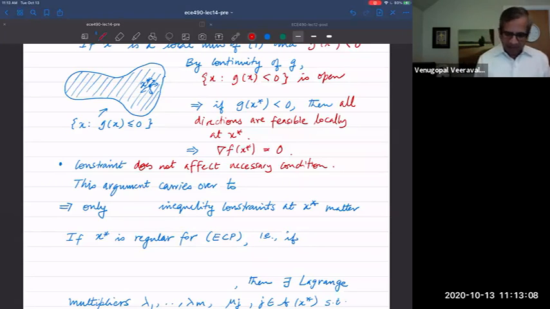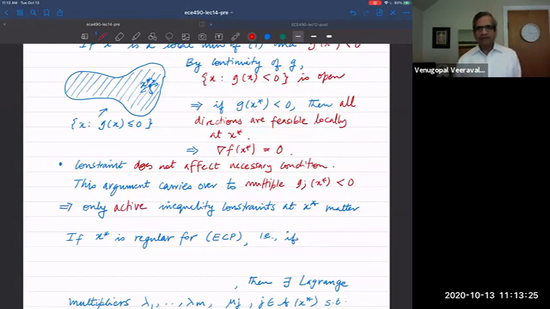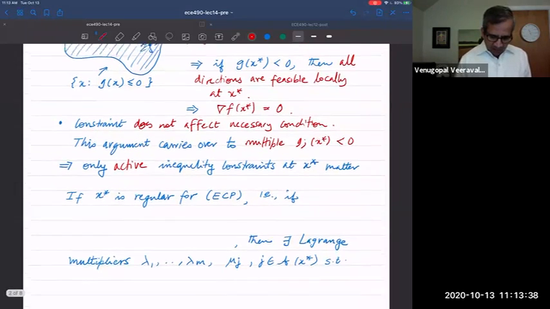And this argument really carries over easily to multiple constraints, g_j of x star less than 0. So it's basically only the active inequality constraints at x star that matter. That's just a high level intuition for why only the active constraints might matter.